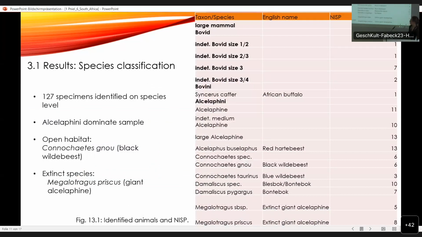We have some species that tell us special things about the environment. We have a black wildebeest, which is known to need an open habitat. Here we also have an extinct species, a large giant species, and this is typical for the Florisian land mammal age.